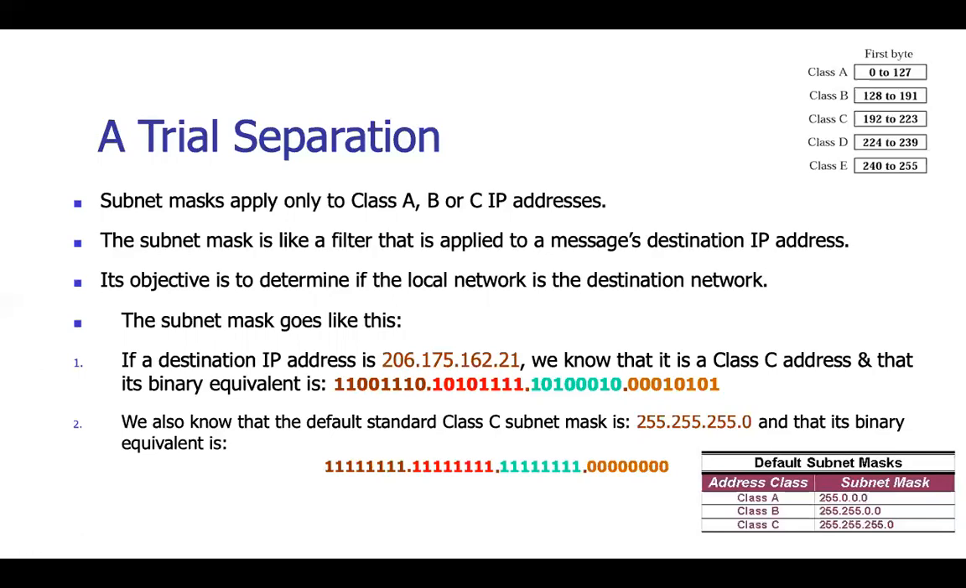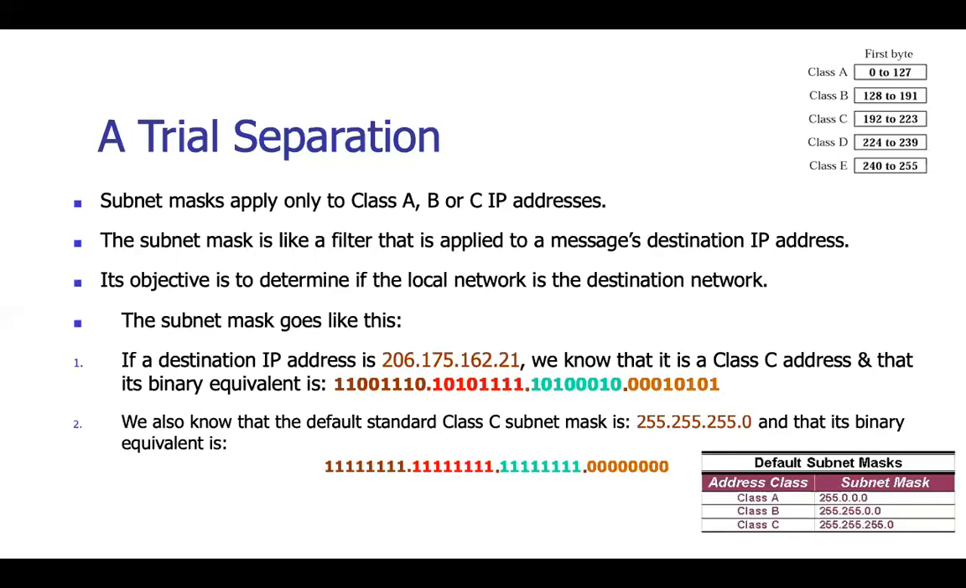If a destination IP address is 206.175.162.21, we know that it is class C because the first byte is 206. And its binary equivalent is 11001011.1010.1010.0010.0001, after you convert this decimal value into binary. We also know that the default standard class C subnet mask is 255.255.255.0.